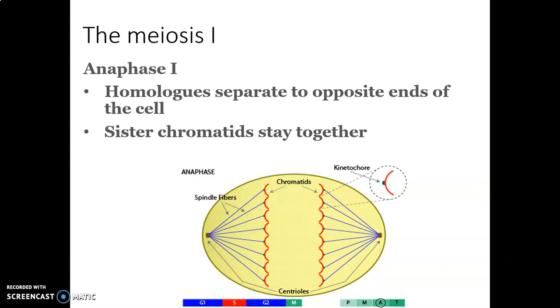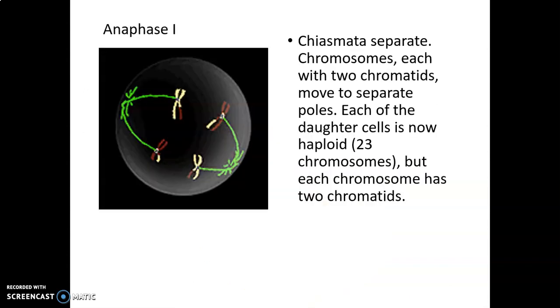Anaphase 1. The homologs separate to opposite ends of the cell, and sister chromatids stay together. During anaphase 1, the chiasmata separate. Chromosomes, each with two chromatids, move to separate poles. Each of the daughter cells is now haploid, with 23 chromosomes, but each chromosome has two chromatids.